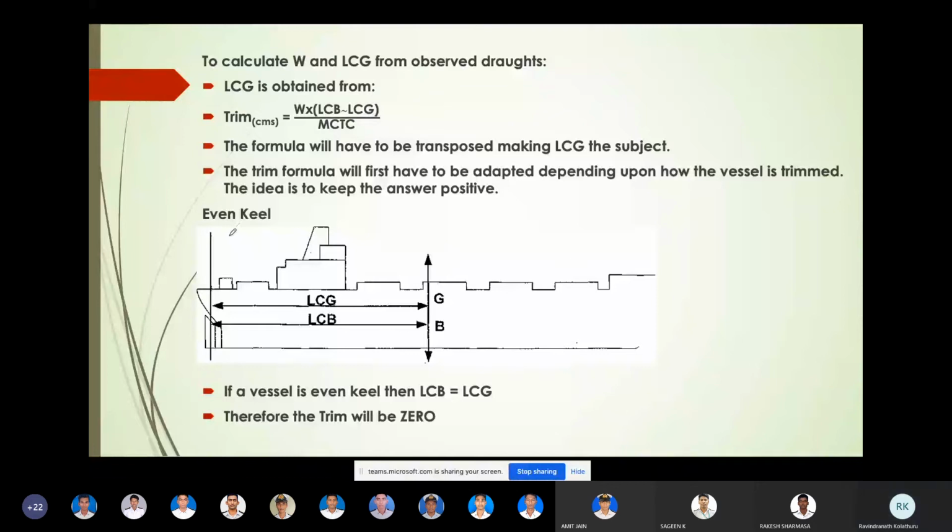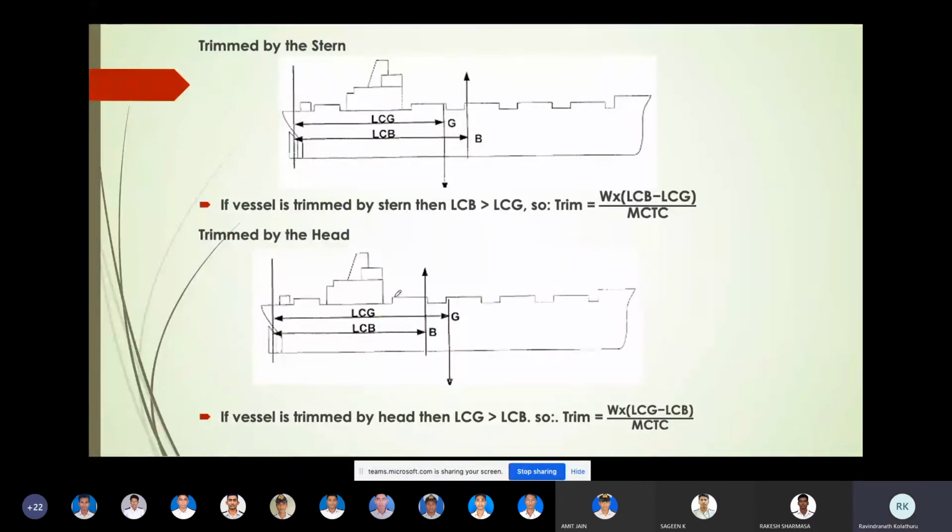When the vessel is at even keel, we know that LCG and LCB will be at the same position. So LCB will be equal to LCG, and therefore the trim will be 0. But when it is trimmed by stern, what is the condition actually? Where is G, where is B? G will be aft of B. So this is the condition when the vessel is trimmed by stern, which we know.